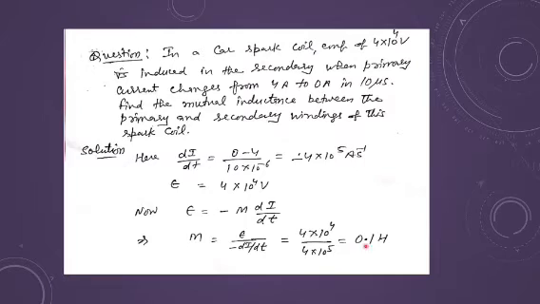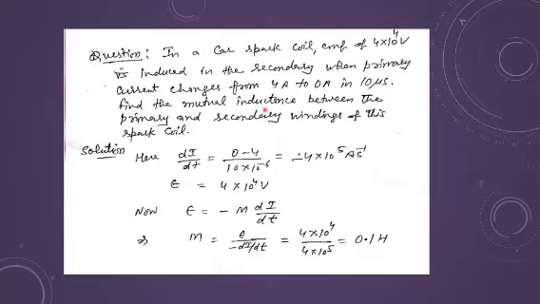These are a few questions on the basis of mutual inductance I have taken, so that you should keep working with the numerical problems and the conceptual problems along with a given particular topic. Like the question is saying, in a car spark coil, EMF of 4 into 10 raised to the power 4 volt is induced in the secondary when primary current changes from 4 ampere to 0 ampere in 10 microseconds. Now time is given, change in current is given, it means you can find di by dt.